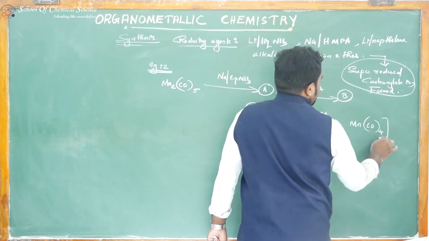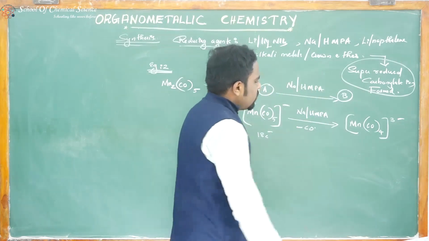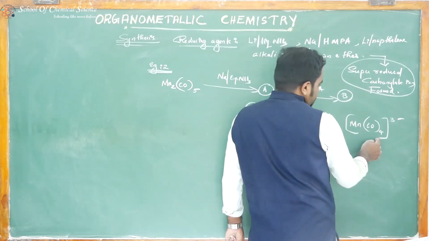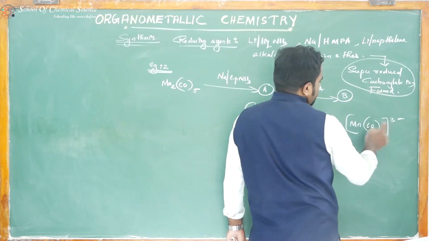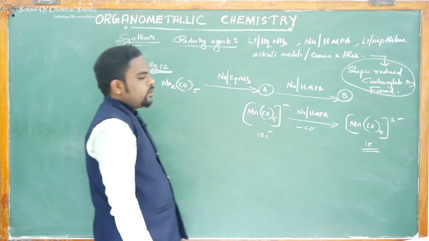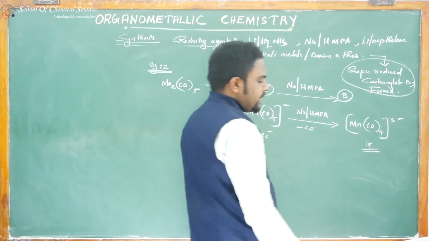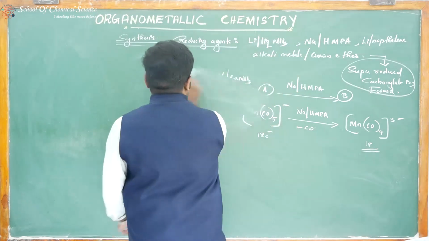Mn(CO)4 3 negative. Does it obey the 18 electron rule? 7 plus 8, 15, plus 3, 18. That obeys the 18 electron rule. Okay, so very important. Then write a homework. Please write a homework.